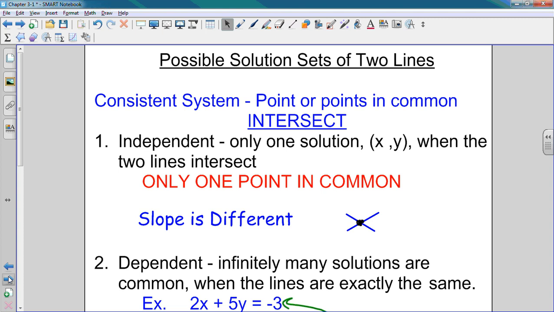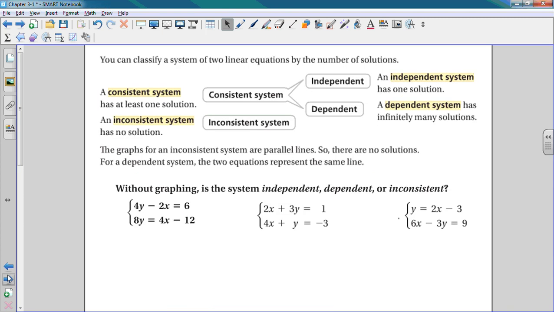Now, I'm going to skip this page because I inserted this page that I think is a little bit easier to understand. This page says the same thing that the other page does. Okay, we're going to start up here. Now, you don't have this page in your notes because I added it.